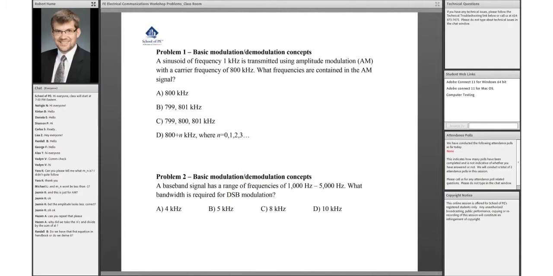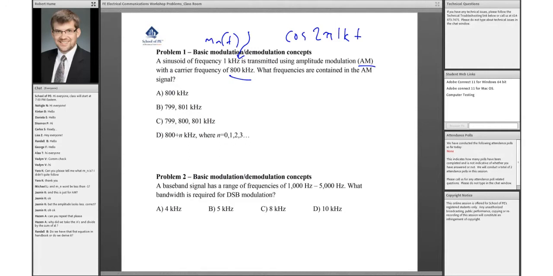Okay, problem 1. We are sending a message using AM. So we'll say our normalized message is 1 kilohertz, so it's cosine 2 pi 1k t. I'll just write 1k for 1 kilohertz. Our carrier frequency is 800 kilohertz.